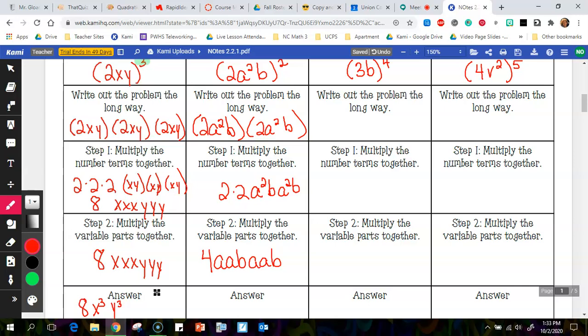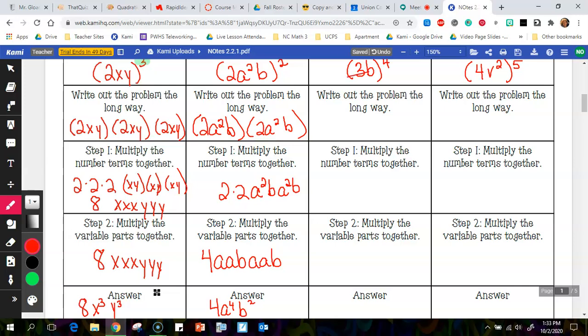You don't have to write all of this if you don't want to, if you understand what you're doing. What I'm trying to show you is that when you have the two variables that both are raised to the second power, you add those 2's together. This is 4a's. So my answer is 4a to the 4th b squared.